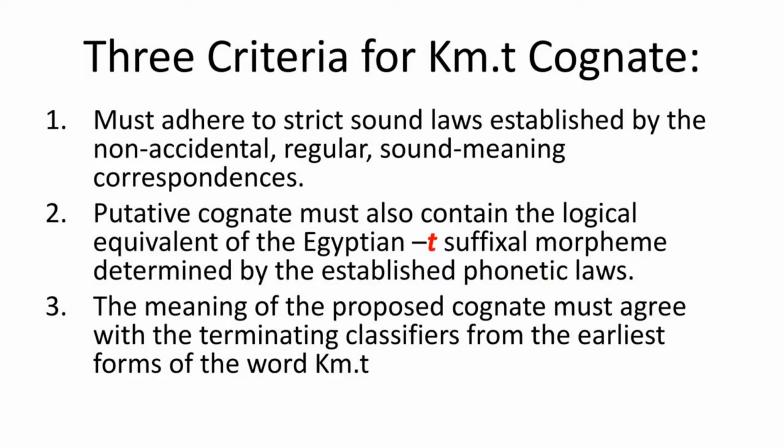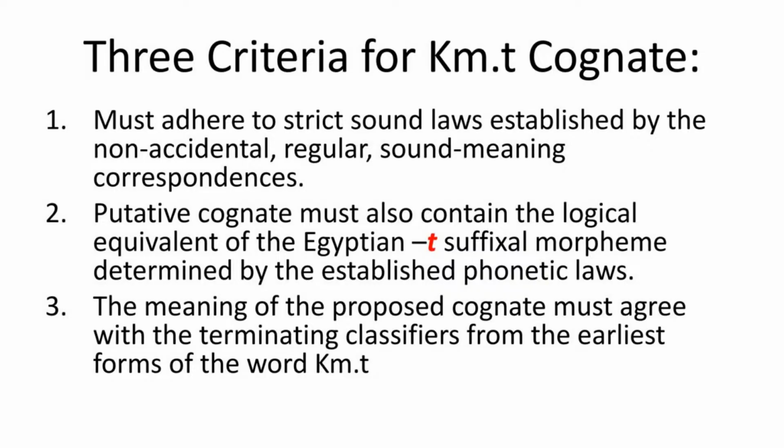If the 2 phonemes do not agree in terms of their recurrent pattern, then we don't include it. Even the morphemes must agree with the sound laws that we establish. And lastly, the meaning of the proposed cognate must agree with the terminating classifiers from the earliest forms of the word Kemet. When we examine the meaning of the potential cognate in languages B through Z, the meaning of the word must be within the same semantic field and agree with the classifiers of the earliest forms of the word Kemet.